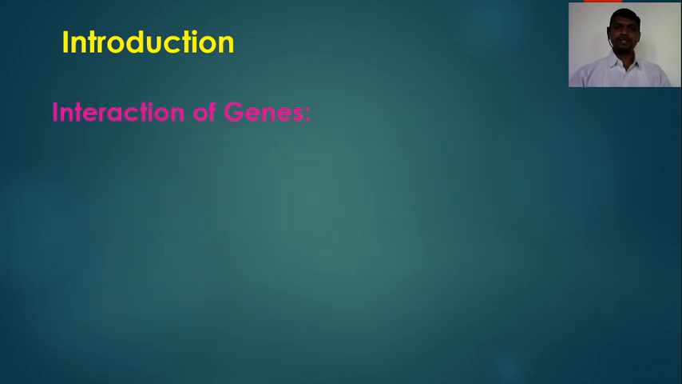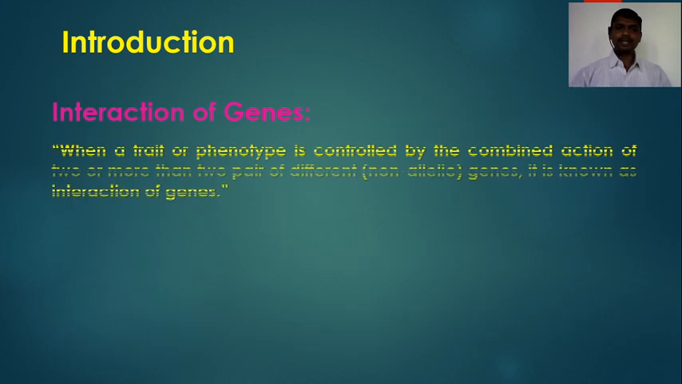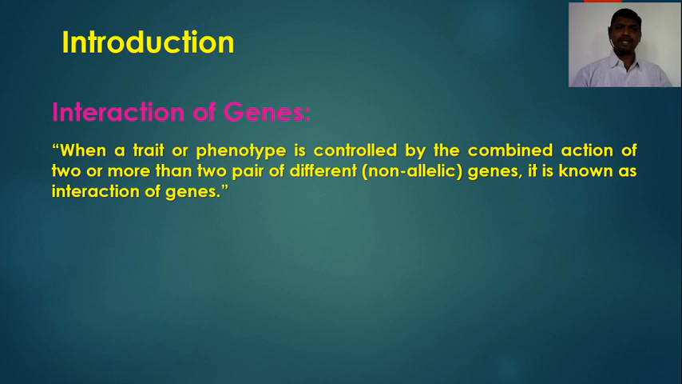Next is the interaction of genes. When a trait or phenotype is controlled by the combined action of two or more pairs of different non-allelic genes, it is known as interaction of genes.